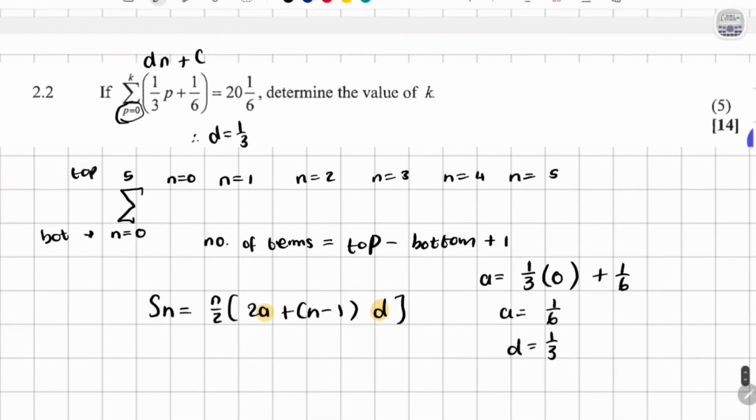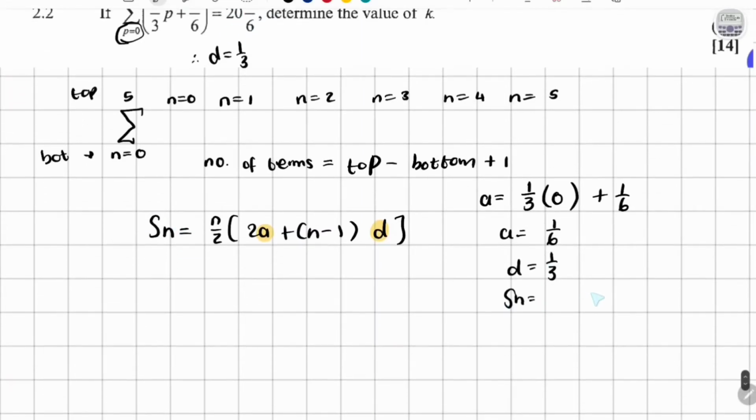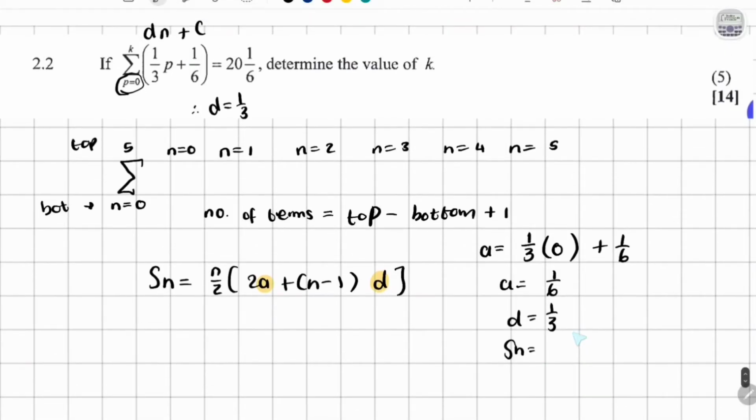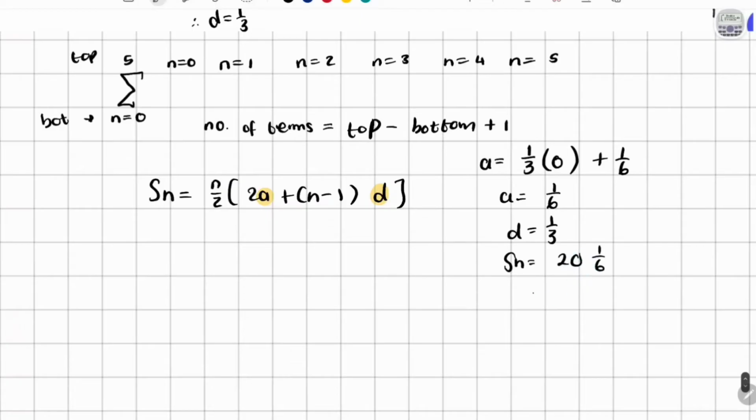And we don't know how many terms must be added yet, but we do know the sum of it. So we have Sn, and we just have to find n. Sn is 20 and 1 over 6, which we can put as an improper fraction. You can't do that on the calculator, but 20 times 6 is 120, plus 1 is 121 over 6. So now we're ready: we have a, we have d, and we have Sn. We need to find n.